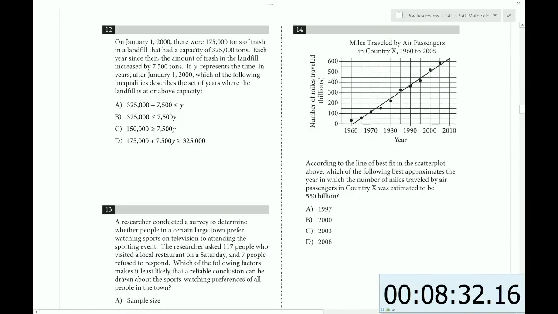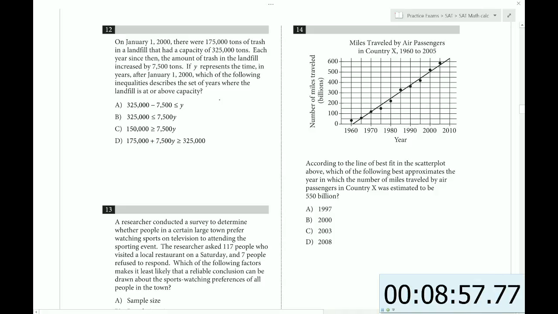On January 1st, 2000, there were 175,000 tons of trash in a landfill that had a capacity of 325,000. Each year since then, the amount of trash in the landfill increases by 7,500 tons. If Y represents the time in years, which of the following inequalities best describes the set of years where the landfill is at or above capacity?